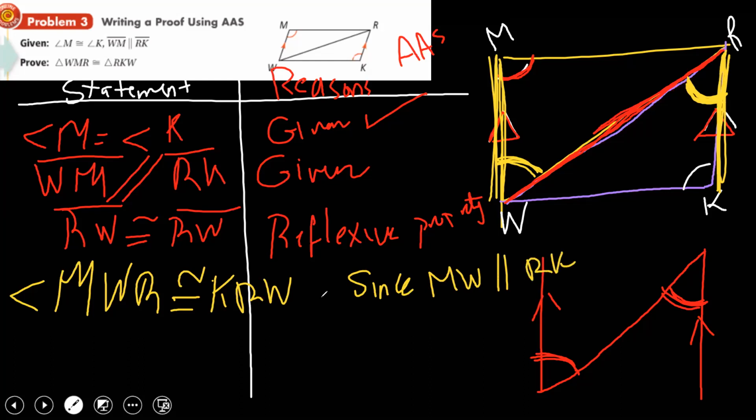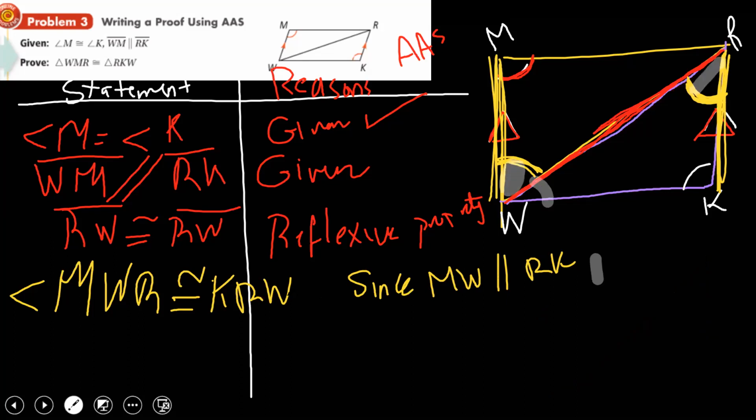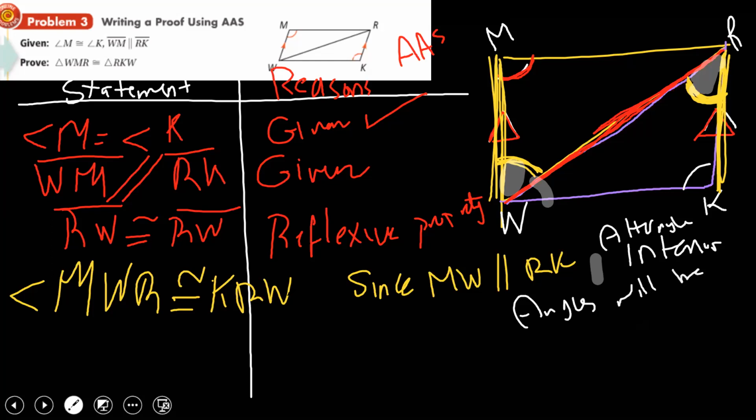Okay, I want to clear here, please. Then, since now MW is parallel with RK, the alternate interior angles will be congruent.